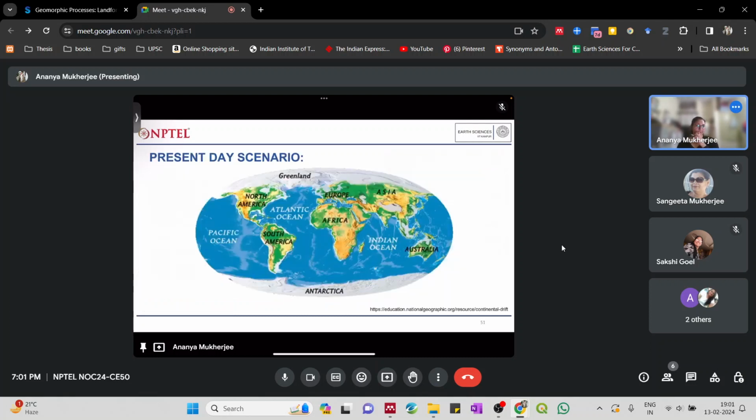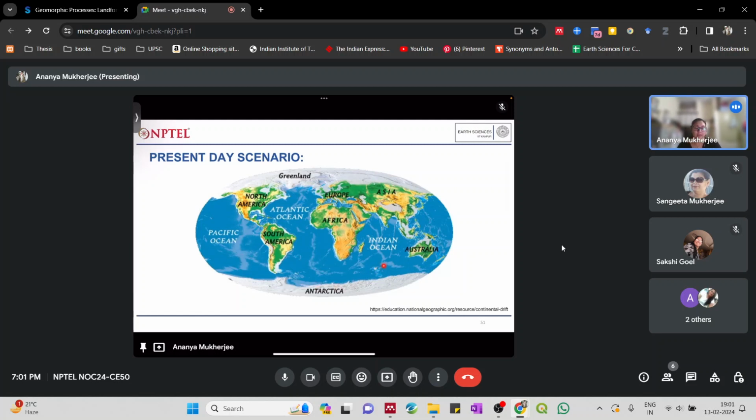So now this is the present day scenario. Okay, so these are the different continents that we have. Asia, Australia, Africa, Europe, North America, South America, Greenland and Antarctica. Okay, so these are some of the major land masses that we see, and this is the setup that we have now, and this has been the setup for quite some time.